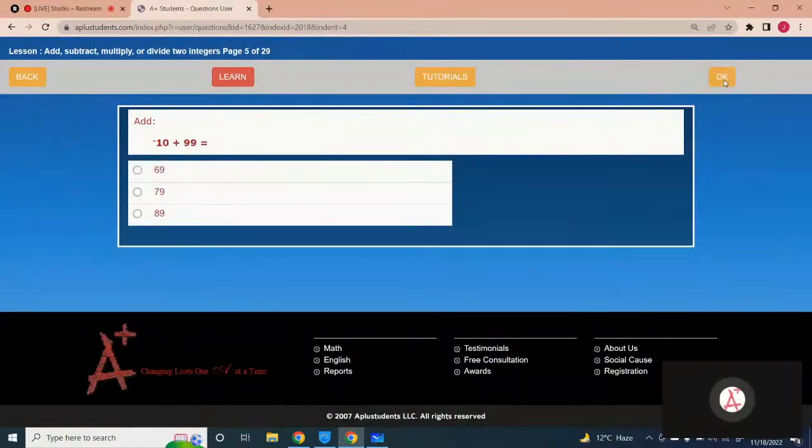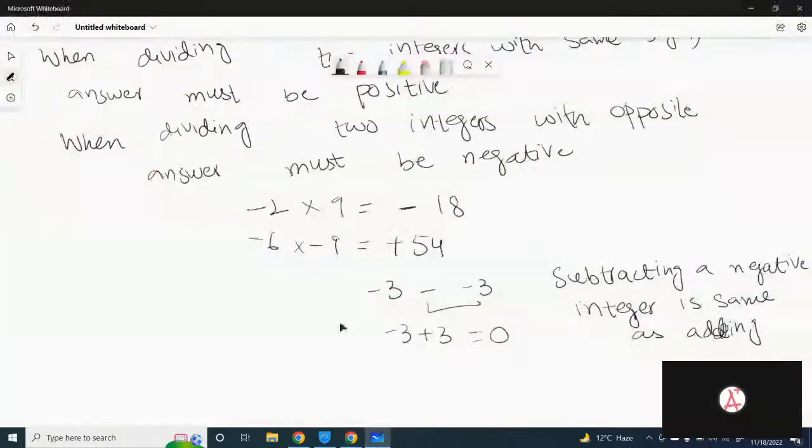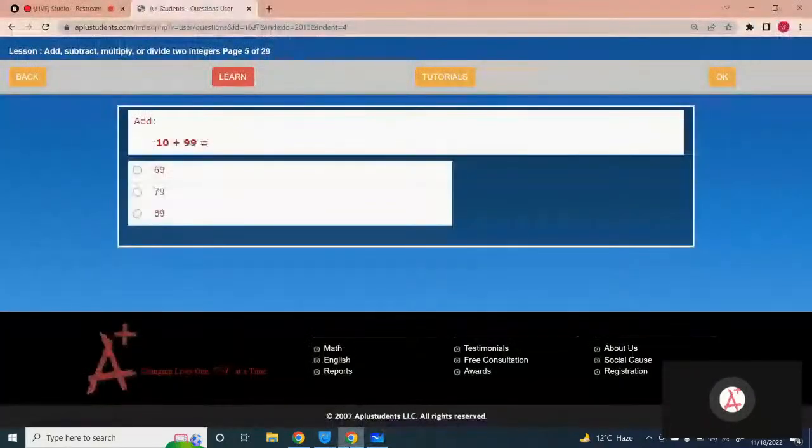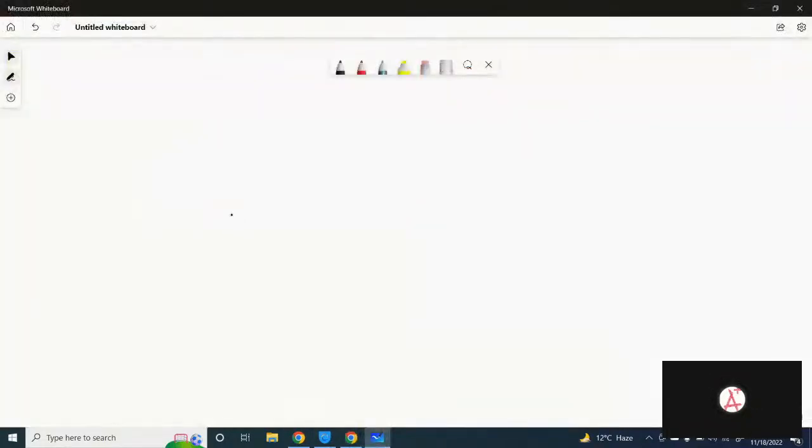Okay, negative 10 plus 99. Now you are adding two integers. So let me write down the rules for adding integers. Please note them down, and be quick also. It would be negative 10 plus 99.